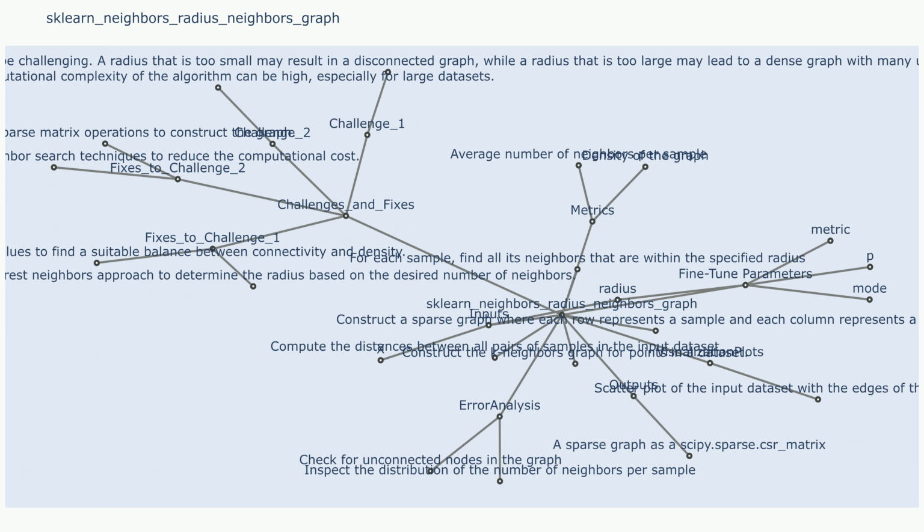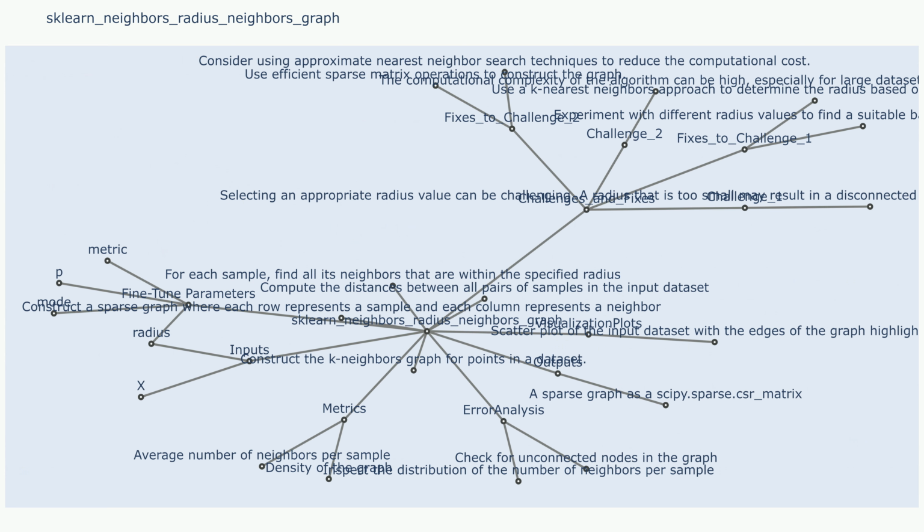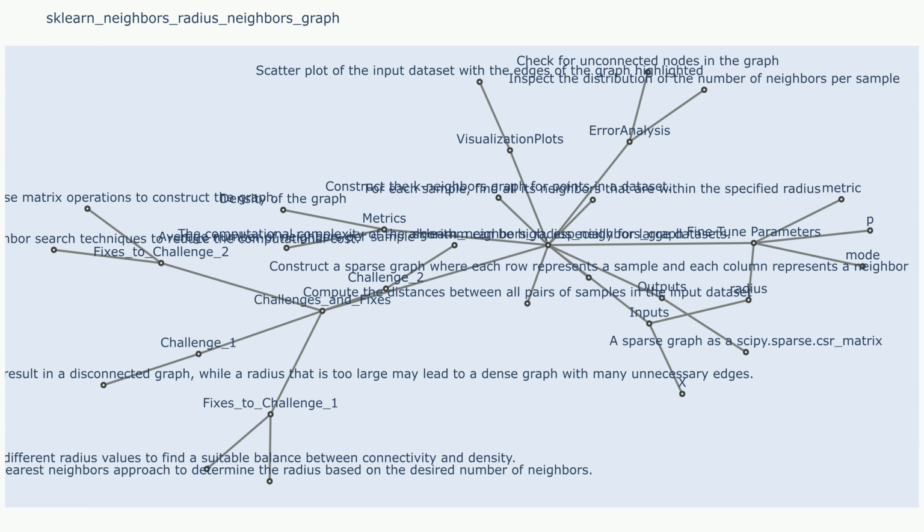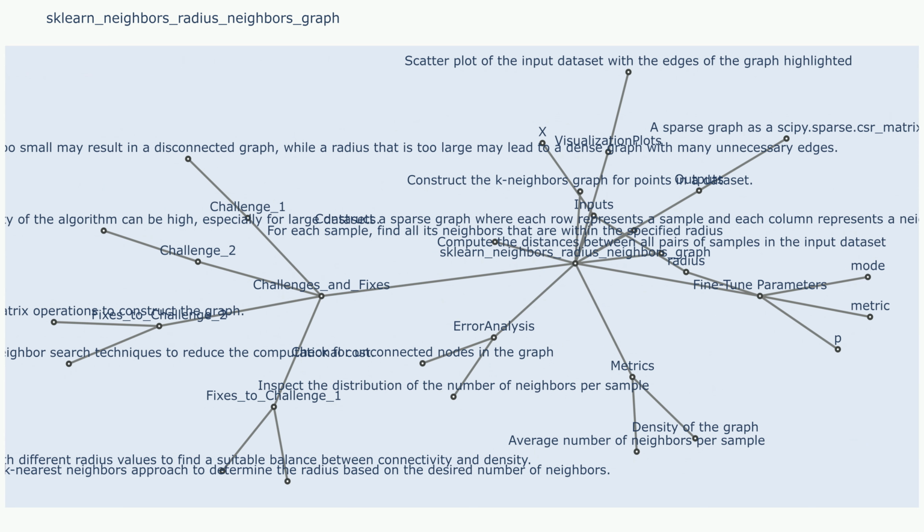Challenges and fixes. Challenge 1. Choosing the appropriate radius parameter can be challenging. Sample use case. If the radius is too small, the graph may be disconnected, with many nodes isolated. If the radius is too large, the graph may become dense, with many connections, making it difficult to identify meaningful relationships. Fixes. Experiment with different values of the radius and visualize the resulting graphs to determine the optimal value. Use techniques like elbow analysis to identify a suitable radius value based on the number of neighbors or the density of the graph.